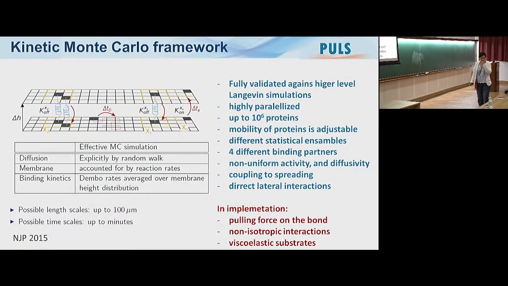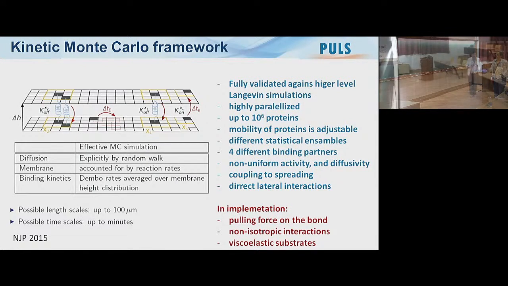All right, now this code is fully available. It's highly parallelized if you want it to be, but you don't need to use it in a parallelized form. We can model up to 1 million proteins. We can adjust the diffusivities of proteins. We can have different types of proteins with different diffusivities and different binding affinities. We can switch on and switch off lateral interactions if you want to. So the code is by now fairly versatile. And if anybody would like to use it, please just let me know.